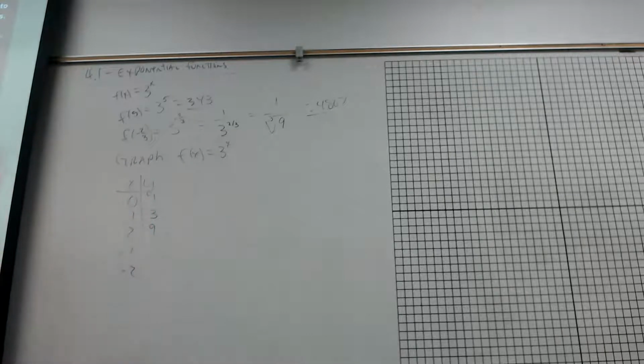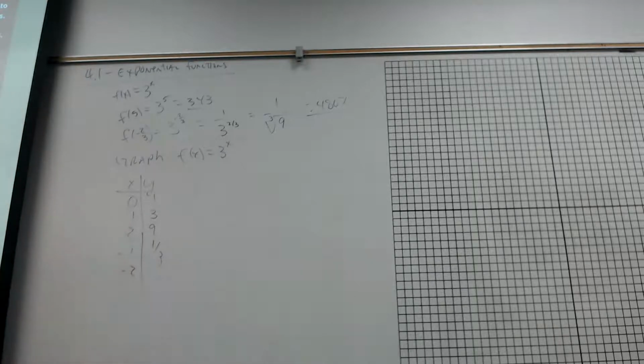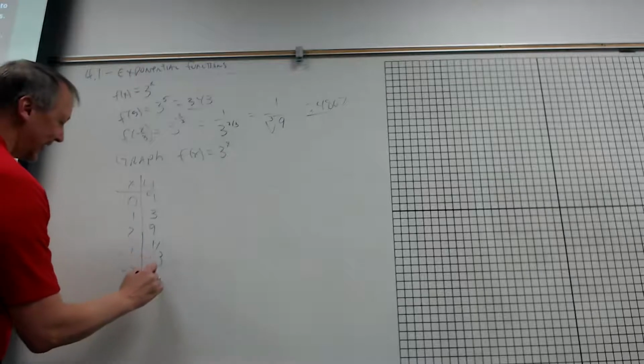3 to the -1? Negative 3? No. What's that? 1/3. There we go. And 3 to the minus 2. 1/9. Now we're on a roll.